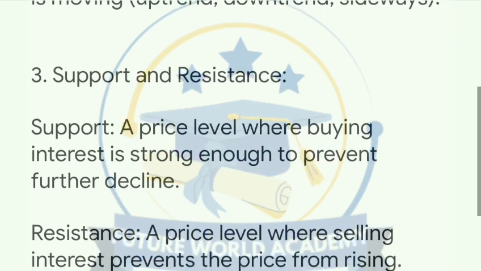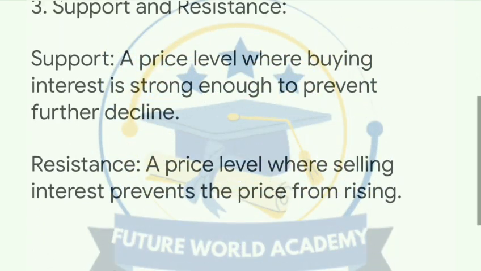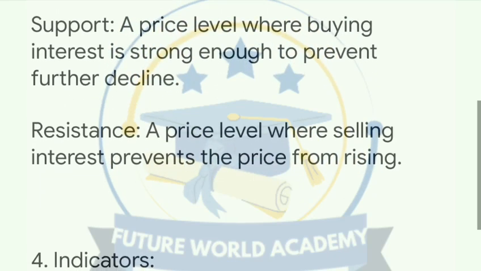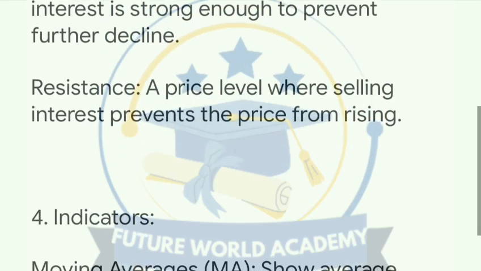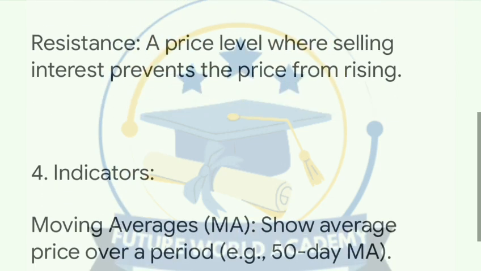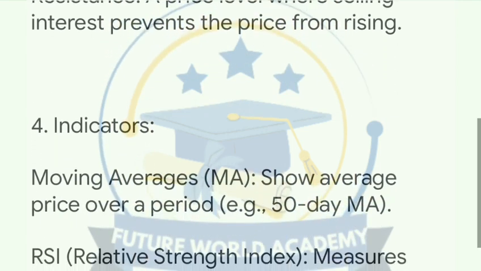3. Support and resistance. Support: a price level where buying interest is strong enough to prevent further decline. Resistance: a price level where selling interest prevents the price from rising.